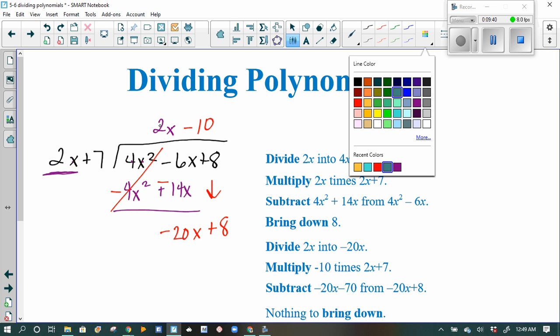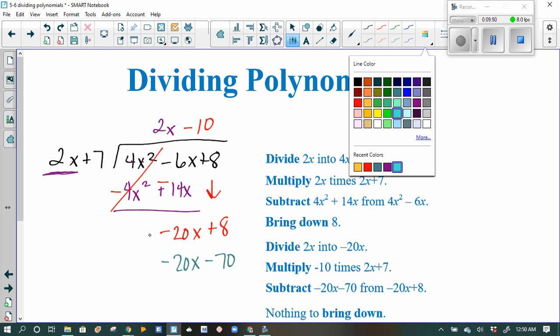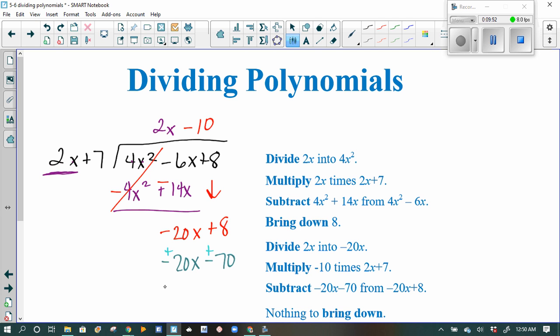Now multiply back through. Negative 10 times 2 is negative 20x. Negative 10 times 7 is negative 70. Change your signs. So that becomes plus. Cancel. Well, 8 plus 70 is 78. Well, there's nothing to bring down, so that means this is your remainder. So you take your remainder and you add it with the number over to the side as your denominator. And this is your answer.